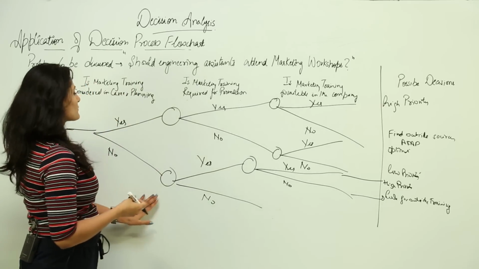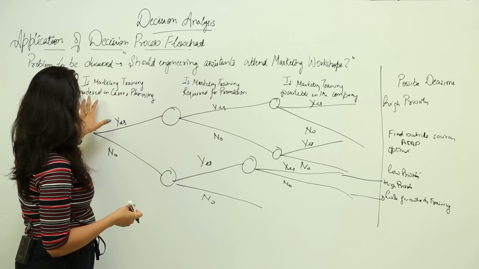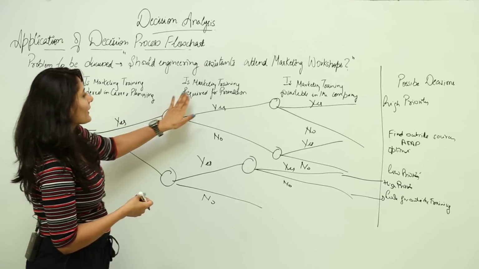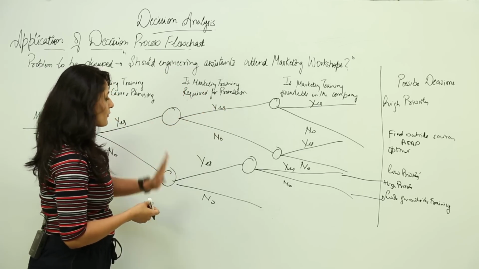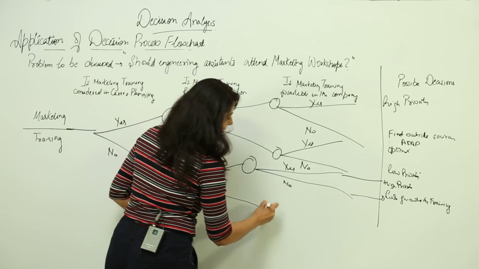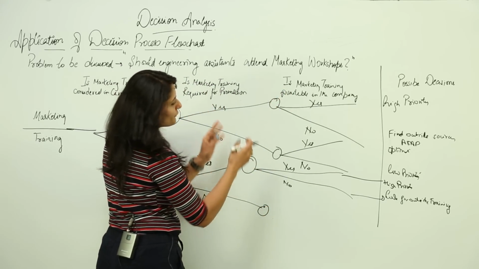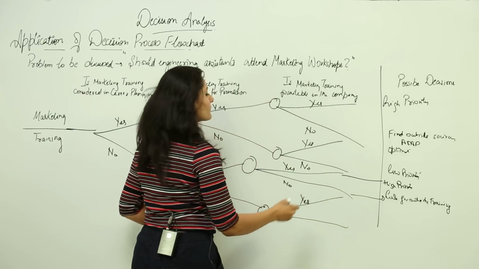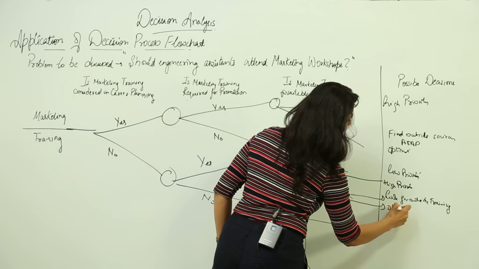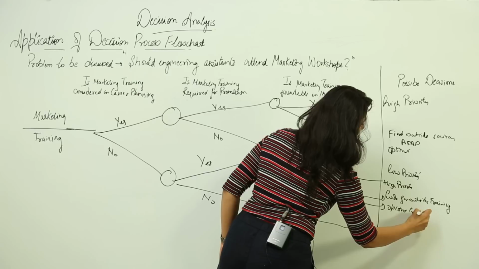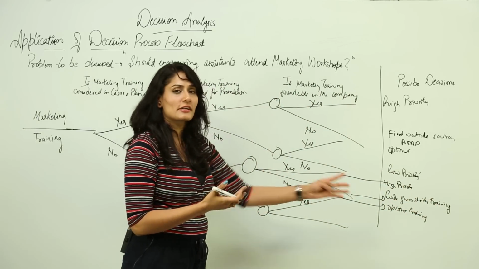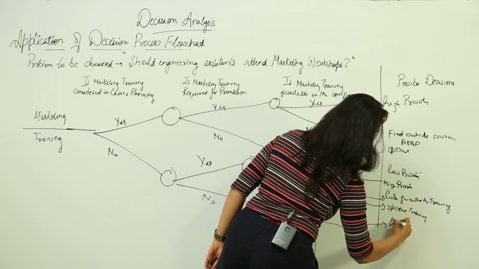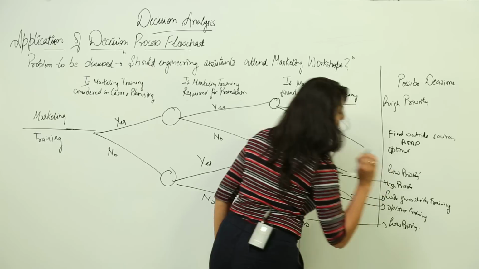And if the answer to this question again is no, that the first question, is marketing training considered in career planning, the answer was no. And again the second question, is marketing training required for promotion, again the answer is no. Then you have to take yourself to the third decision point, and if the answer is yes, that it is available, then just think that it's an optional training. If you just want to acquire certain additional skills, you can enroll, and if the answer is no, then it means it is low priority. You don't need to focus on it, right?